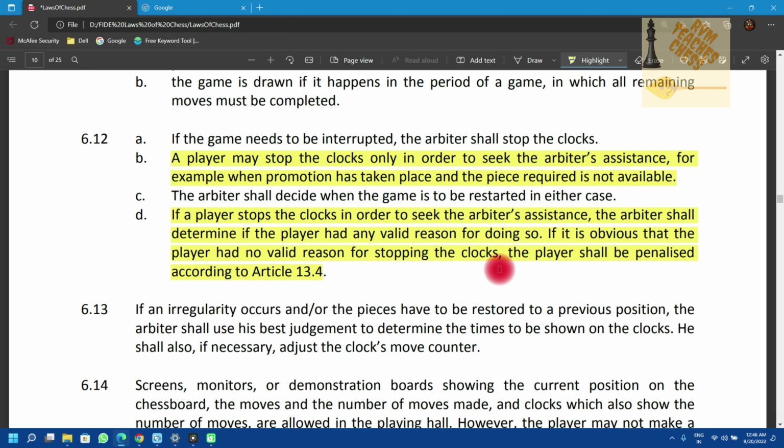But if you have stopped the clock without any valid reason, then the arbiter has the right to penalize you. This penalizing might be taken in such a way that maybe he would give more time to your opponent because you have not made a valid claim. Most often that's the case.